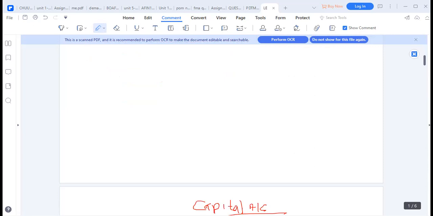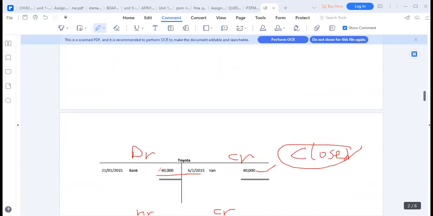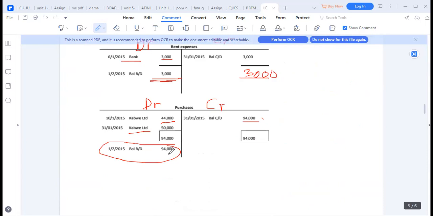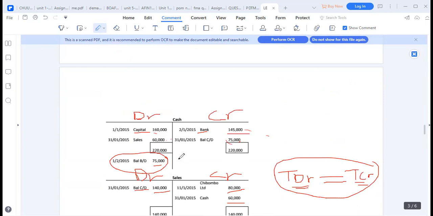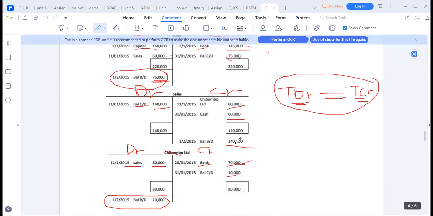So our trial balance has come. We just have to pick the figures where they are. So the capital is on the credit. The bank is on a debit 136,500. Then we also have Toyota, which was closed. Rent is 3,000 on the debit, it was an expense. Purchases, we have 94,000 on the debit. Then we have the cash was 25,000. Then we have also the sales. Sales was 140,000, which is on this end here on the sales account.